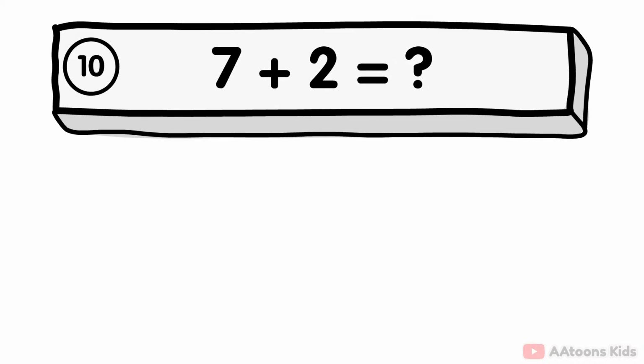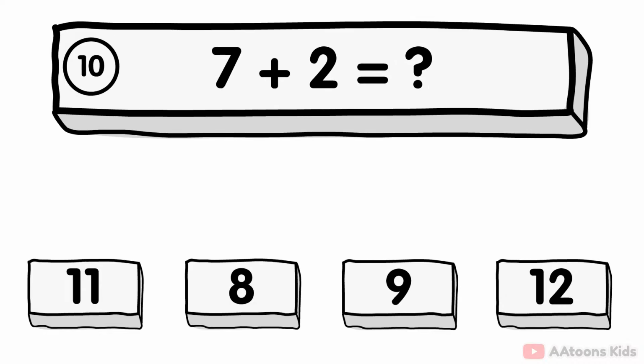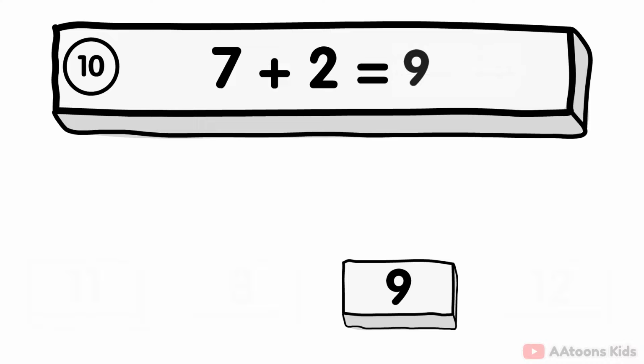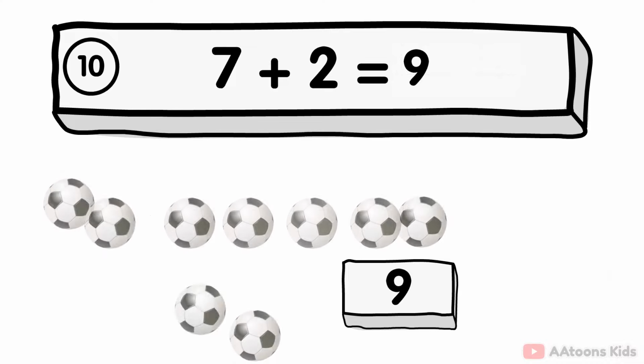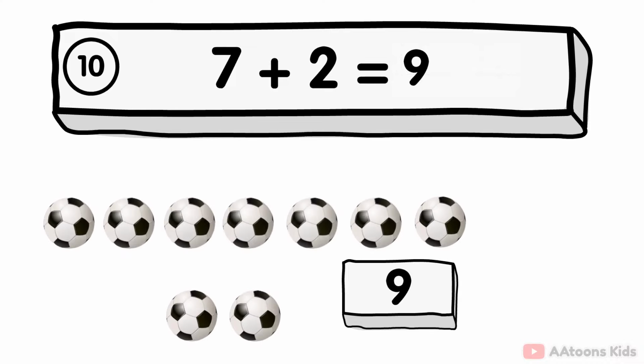7 plus 2 is equal to 9. Let's take 7 balls and 2 balls. Now count together. 1, 2, 3, 4, 5, 6, 7, 8, 9.